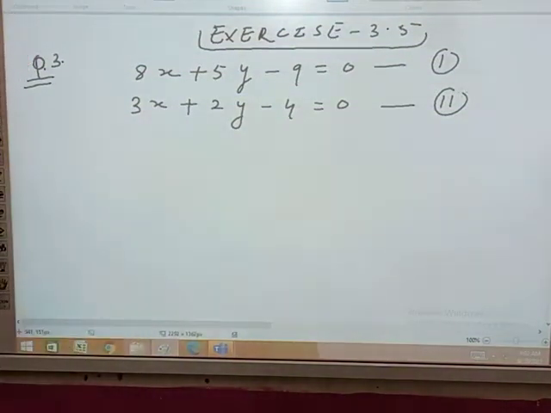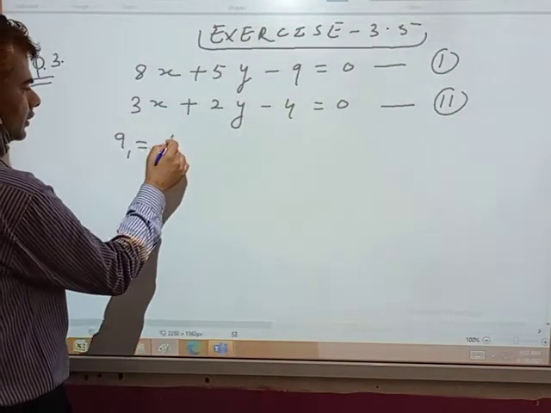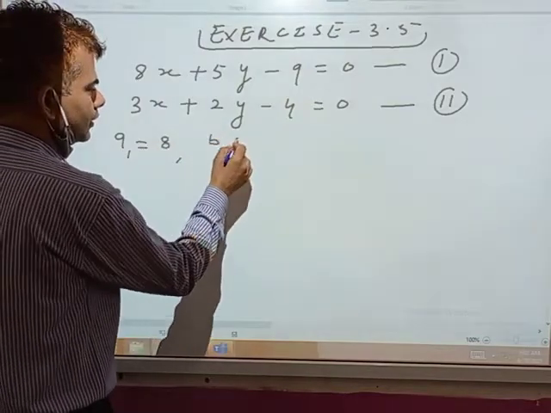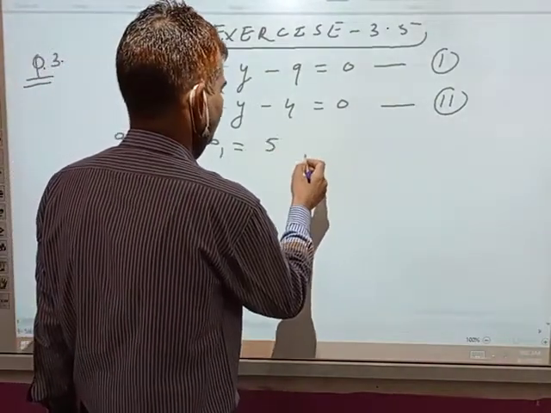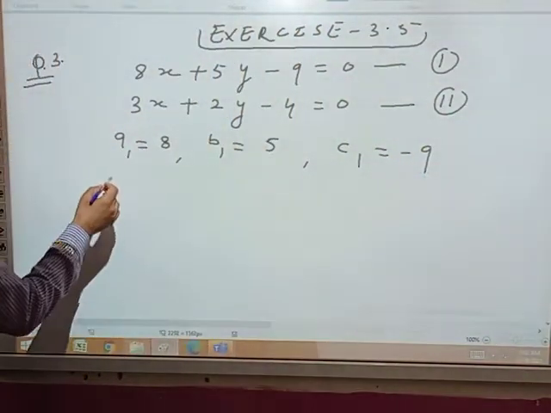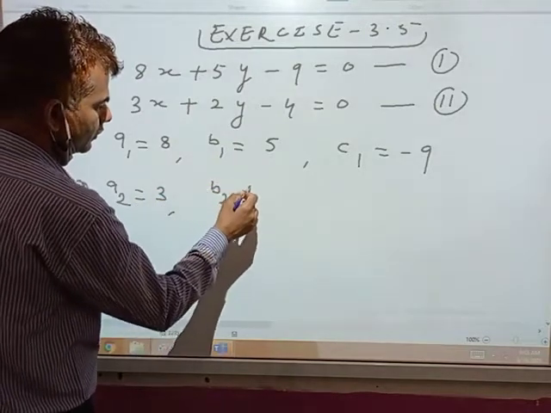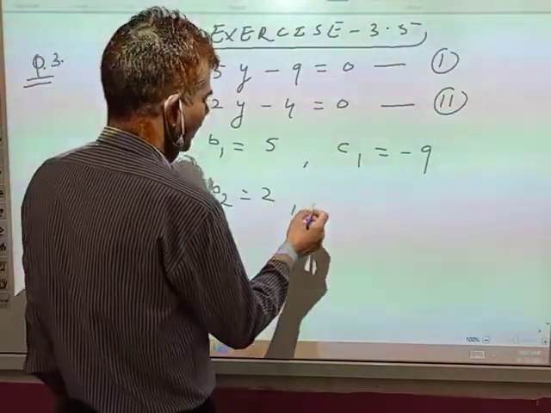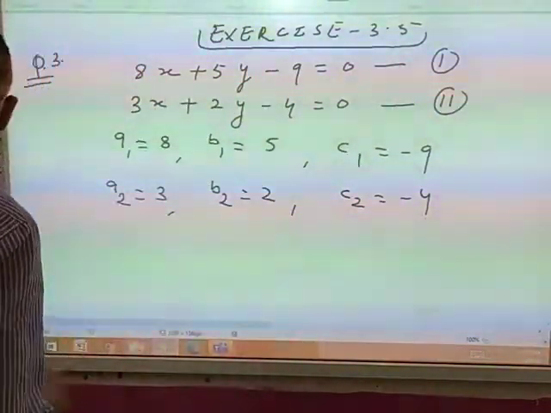Now students, what is A1? On comparing the linear equation with the standard form, A1 is 8. Students, what is B1? 5. What is C1? What is A2? What is B2? What is C2? Minus 4.